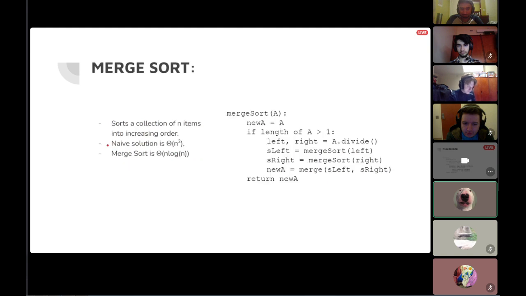Sorry, let's go back. There's also an implicit base case to this. If the length of A is less than two, or less than or equal to one, it's just going to return the current array, which is the array of one element. So you kind of see that it's skipping this whole thing and going down. So that's our base case.